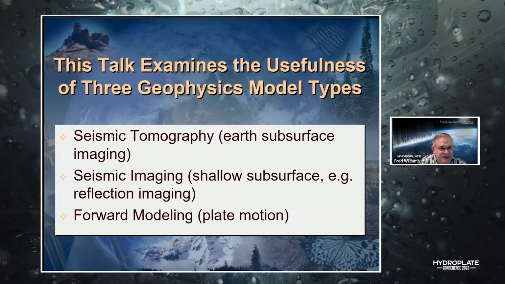Okay, so this talk examines the usefulness of the three geophysics model types. Those are seismic tomography, which is a picture of the entire globe, basically. A lot of times that's what you can get with seismic tomography. It's a bigger view. Seismic imaging is shallow subsurface, such as reflection imaging. This is used a lot by the oil and gas industry. And then finally, forward modeling, which is modeling things like plate motion.